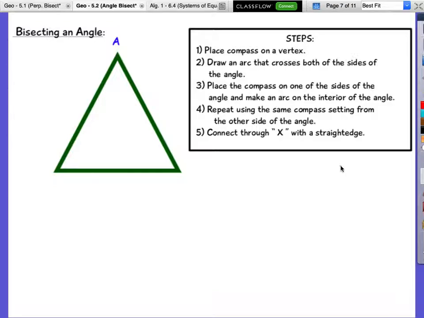So what we're first going to do is place a compass on the vertex. So let's put it on vertex A, okay? The pointy side we'll put on the vertex. And we need to draw an arc. Let's make it a small arc, okay? We want to make a small arc that intersects both sides of the angle. At the vertex of an angle, you want to make a small arc that intersects both sides of that angle.